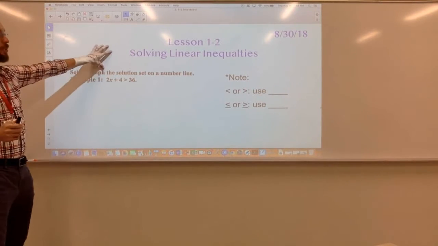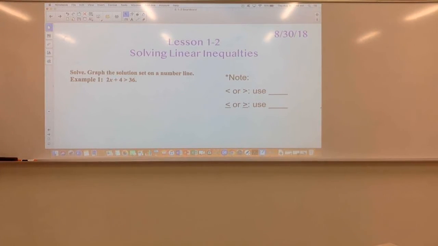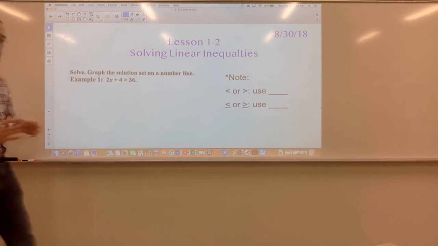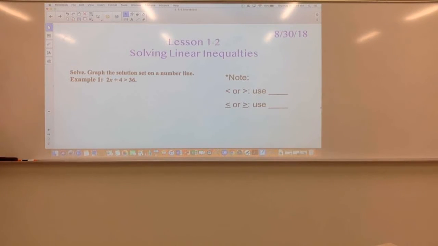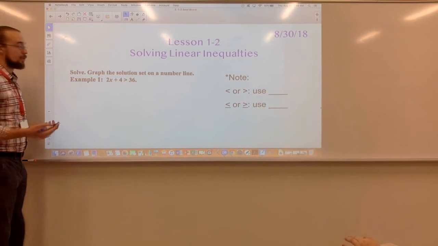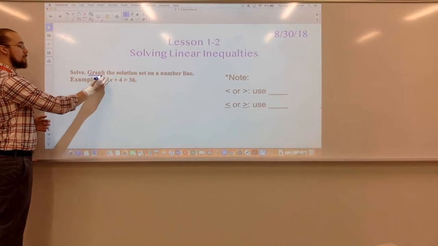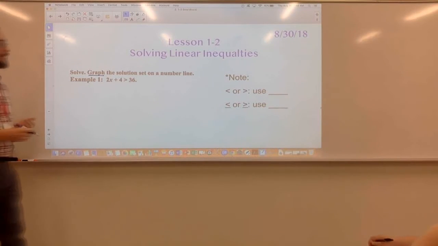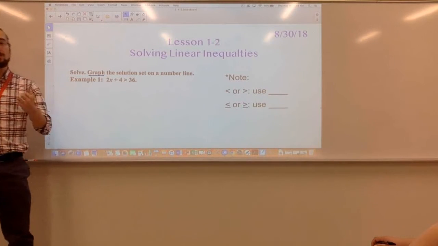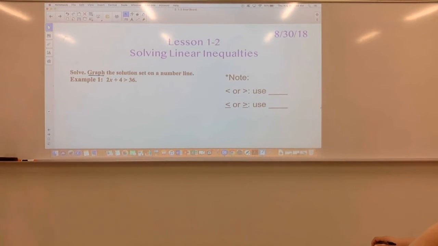Alright, so solving linear inequalities. This is actually pretty similar to solving linear equations. Hopefully this will start ringing some bells once we get into this. There is one extra step though that you don't need to do when solving a linear equation, and that's to graph the solution set. In order to solve a linear inequality, our goal is still to get x by itself, just like when we solved a linear equation.